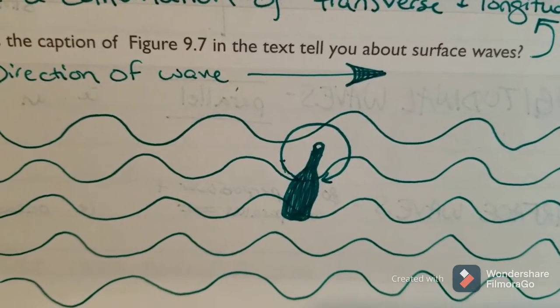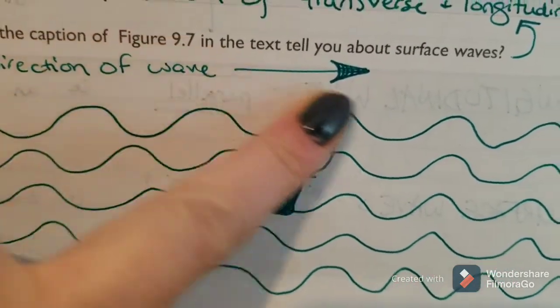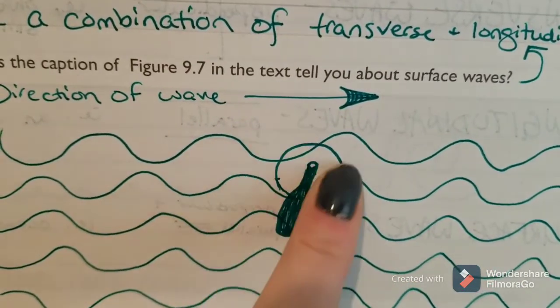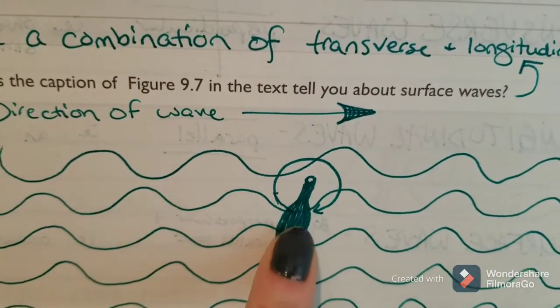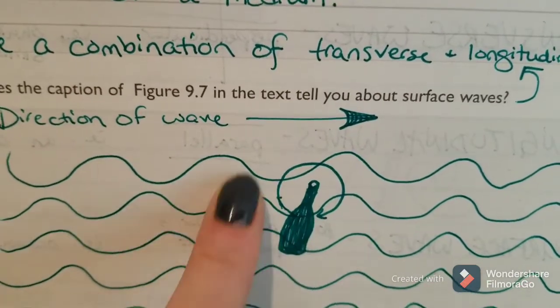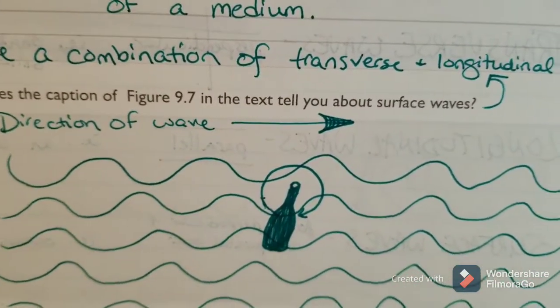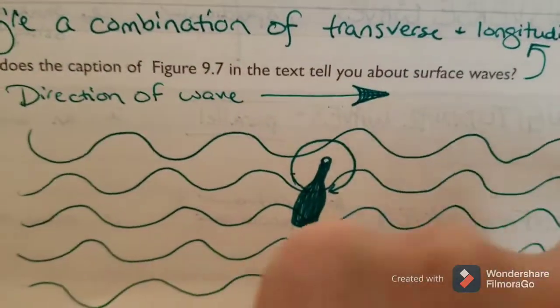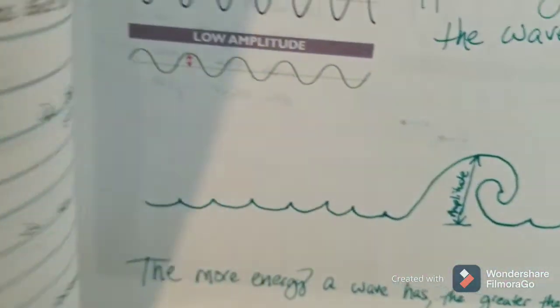So if the direction of the wave is going this way, that doesn't mean this goes anywhere. The water molecules don't go anywhere. The bottle doesn't go anywhere. They all just do this little circle because of the transverse and longitudinal waves that are just causing a little circle to happen there.